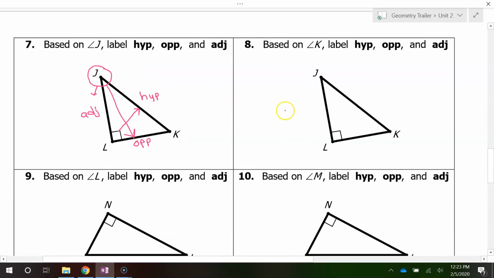So next we're supposed to do the same thing based on angle K. So focus on angle K. Now, first of all, the hypotenuse is always across from the 90 degree angle. So this will be the hypotenuse over here. But across from angle K will always be the opposite leg. So this will be the opposite leg for this problem. The other leg is the adjacent leg. All right, the adjacent leg is the one that's closer to the angle.